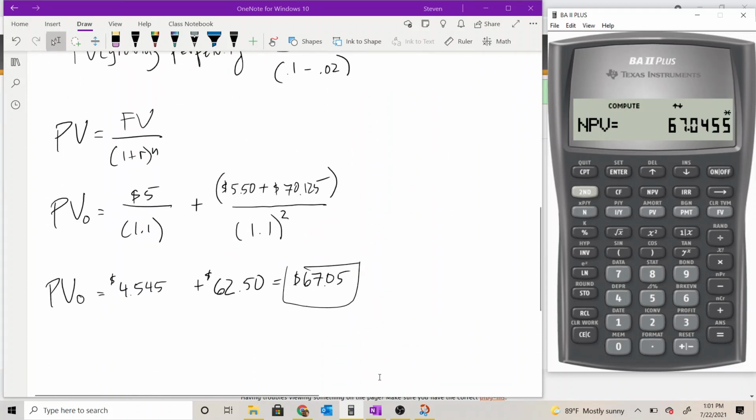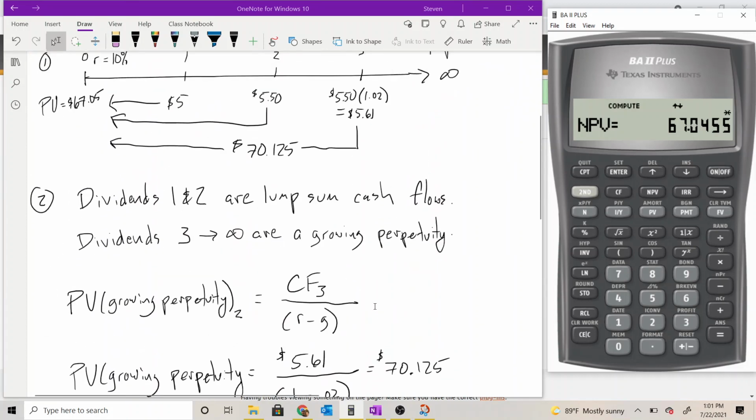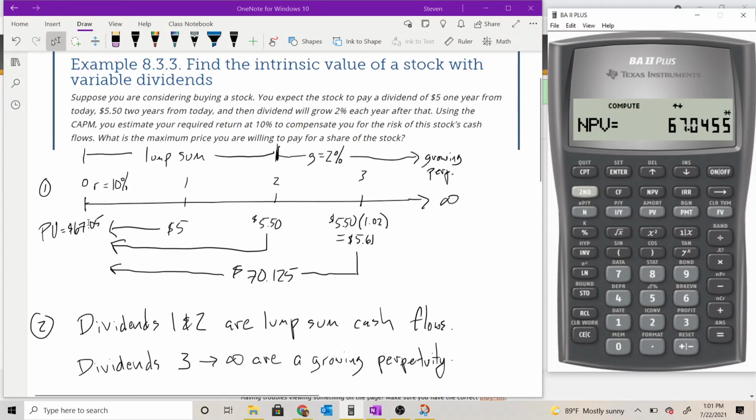Okay, so real quick, what does this value mean, this 67.05 that we just came up with? This is the present value of the expected future cash flows at a 10% discount rate. So if we were to actually buy this share of stock for $67.05 and then actually receive these projected future cash flows, our rate of return would be 10% on that investment. And since we estimated that 10% using the capital asset pricing model, that 10% represents the minimum required return that we want in order to compensate us for the risk we think is inside of these cash flows.